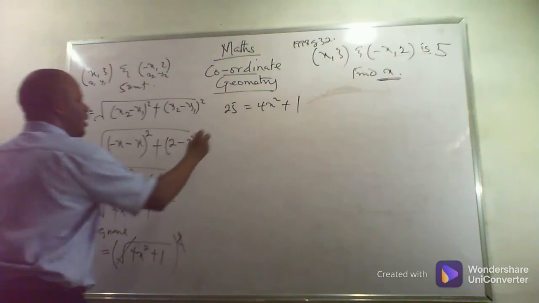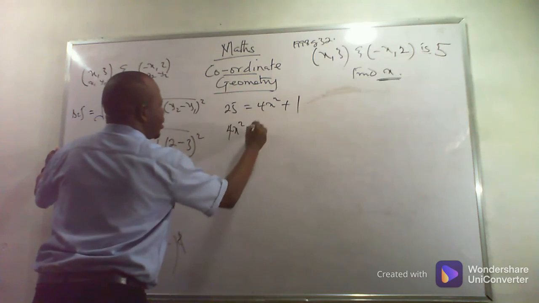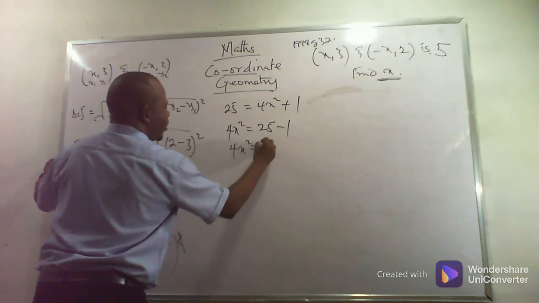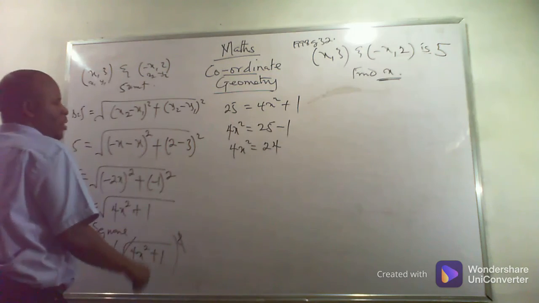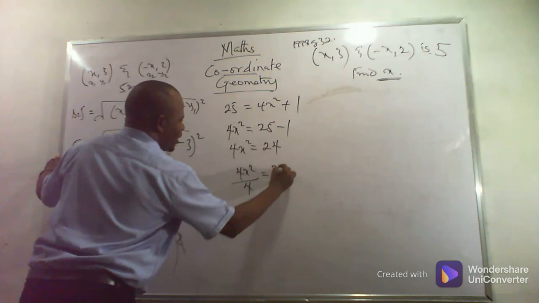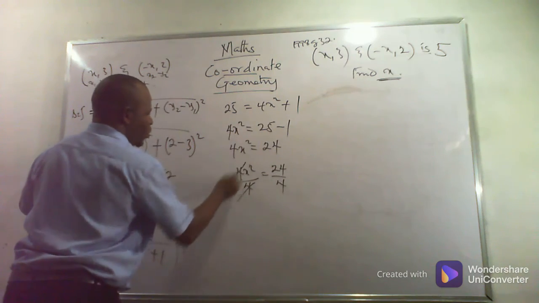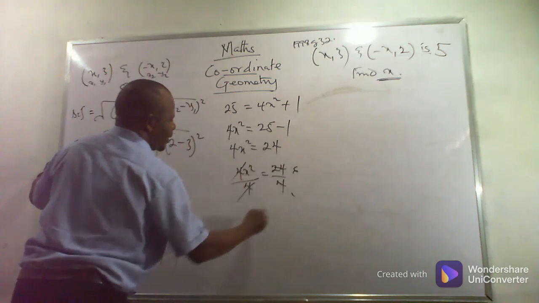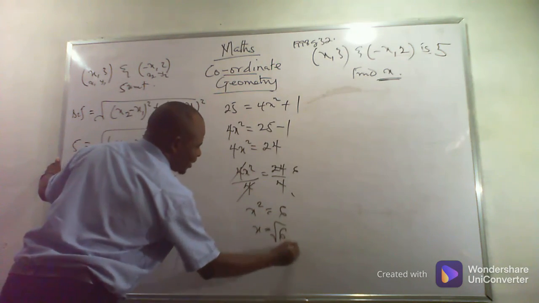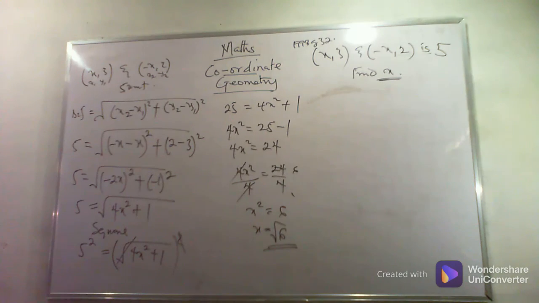So what do we do? Collect the like terms. 4x squared equals 25 minus 1. So 4x squared equals 24. So what do we do? Divide both sides by 4. 24 divided by 4. This will take care of this. 4 here, 1, 4 here, 6. So x squared will be 6. So x will be what? Square root of 6. That is the answer to JAMB 1998, question 32. Look for more questions in your JAMB bag and solve them.